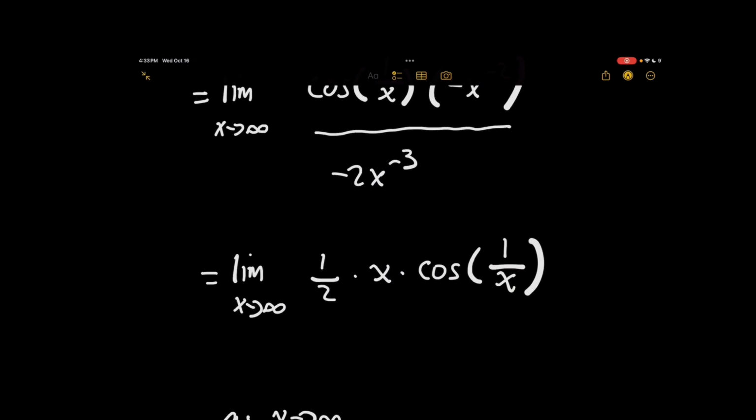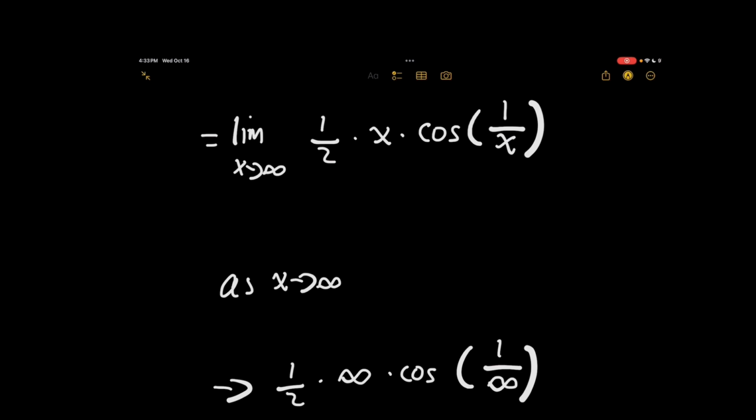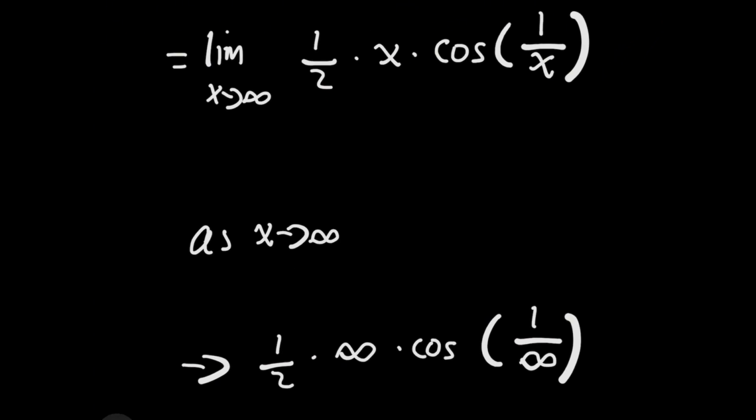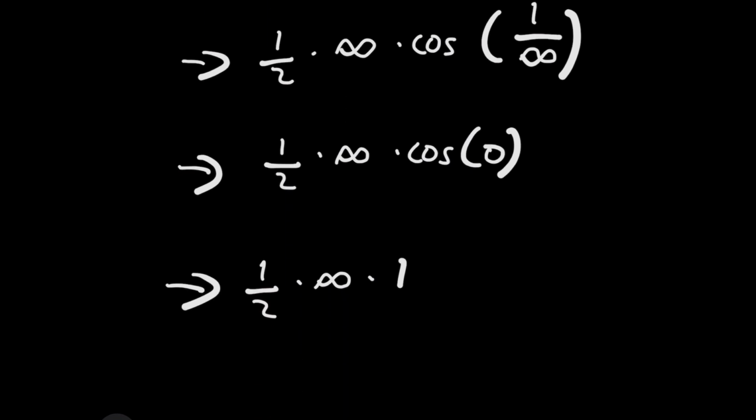Okay. This is easy peasy, right? Because now if I let x converge to infinity, this becomes pretty straightforward. You get 1/2 times infinity times the cosine of 1 over infinity. And we know 1 over infinity converges to 0. So you're left with cosine of 0 here on the right, which we know is a value of 1. And boom, we actually have an answer here now.